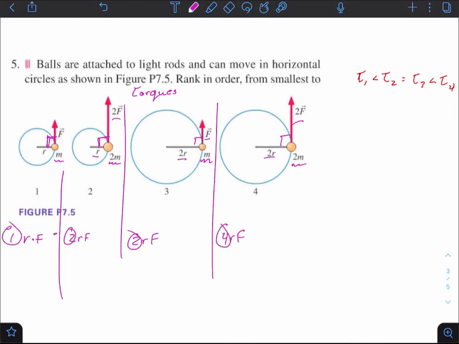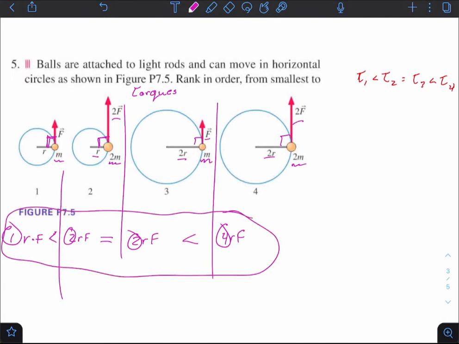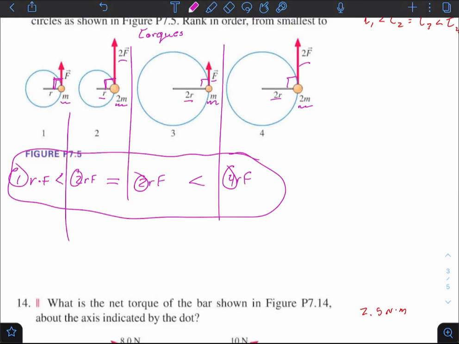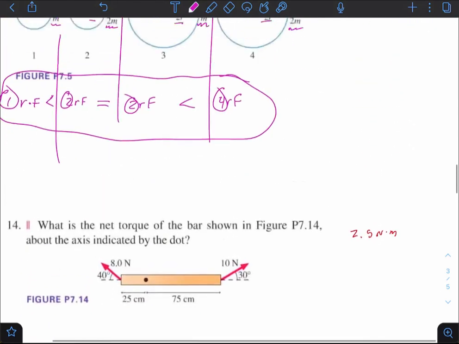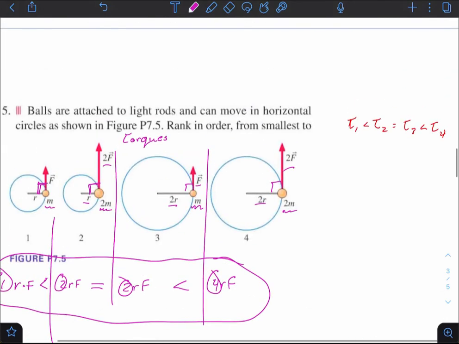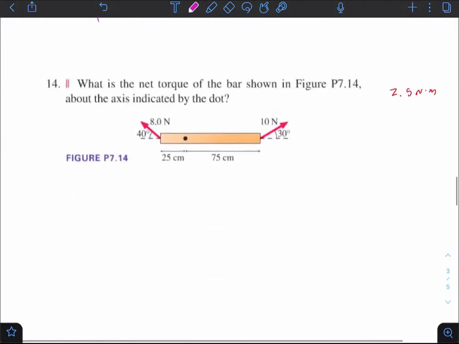So this one is less than, which is equal to this, which is less than this. It's already in order. Torque 1 is less than 2, is equal to 3, is less than 4. And that is what the key says, so that checks.